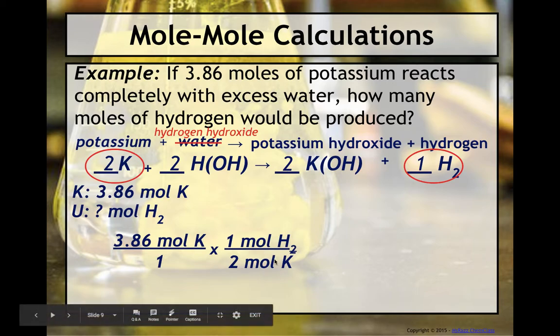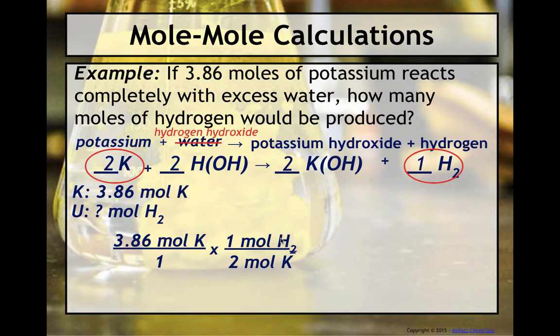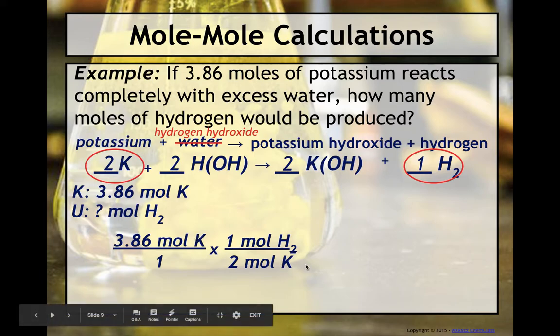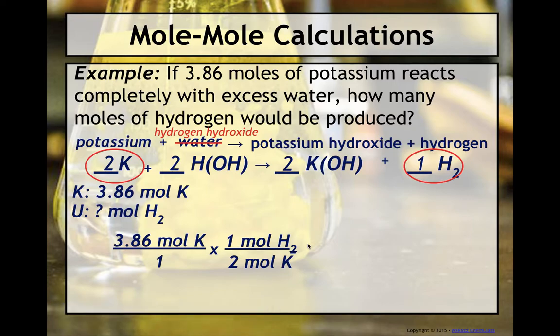So at the end, we want to know moles of hydrogen gas, so it needs to be at the top. We want moles of potassium to cancel out. So on the second ratio, make sure you put it on the bottom, so that will cancel out. And I'll be left with moles of hydrogen gas, which is what I want. So you just have to set it up.